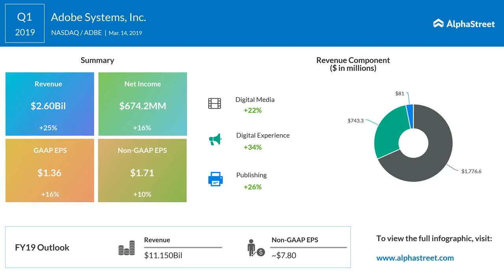In Q1, Adobe's effective tax rate was 4% on a GAAP basis and 11% on a non-GAAP basis. Our trade DSO was 46 days, which compares to 47 days in the year-ago quarter and 49 days last quarter. Deferred revenue grew to a record $3.22 billion, up 25% year-over-year.